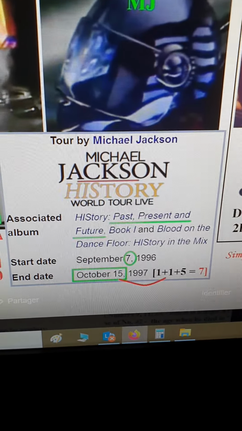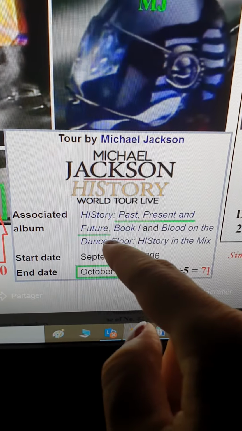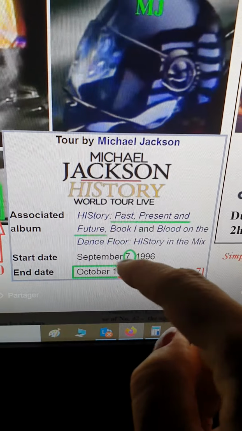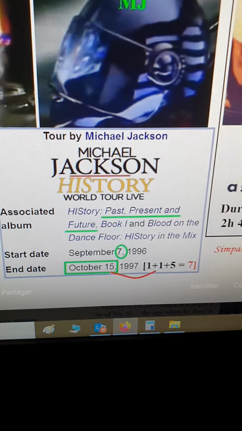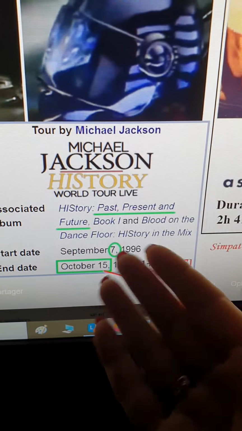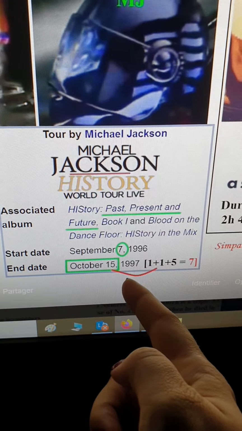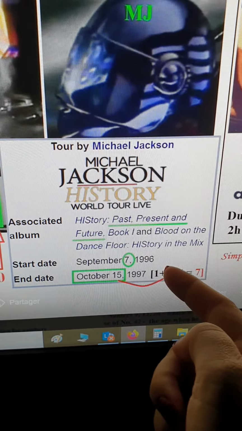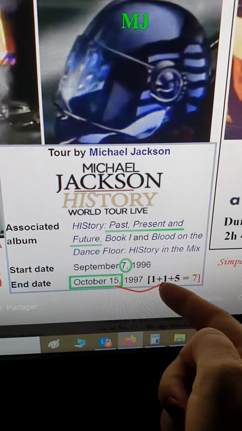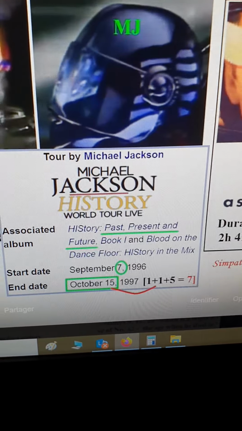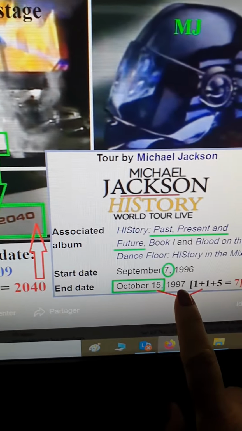Now let's look at the details about the tour. History World Tour Live, History Past, Present and Future, Book 1, and Blood on the Dance Floor, History in the Mix. Start date September 7, again we have a 7, 1996. End date October 15th, again if you add October, it's 10, so 1, 15 plus 1 plus 5 is 7, in 1997.